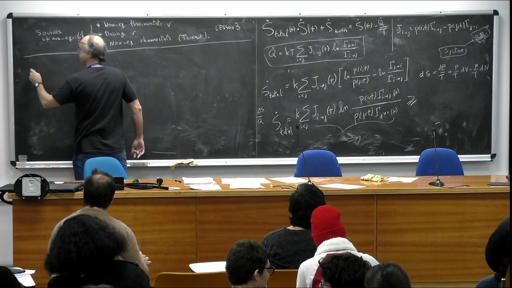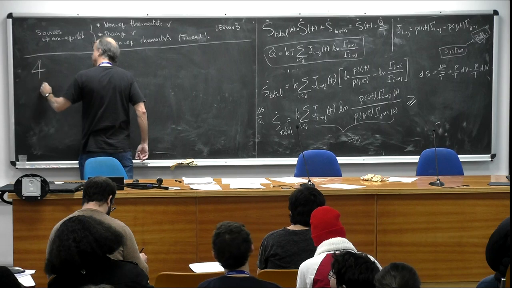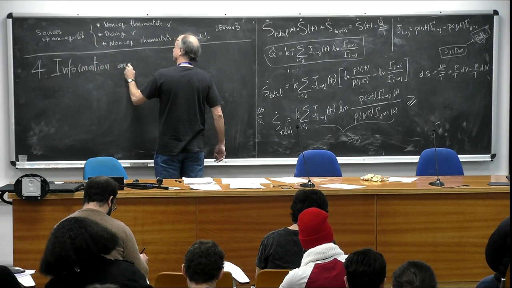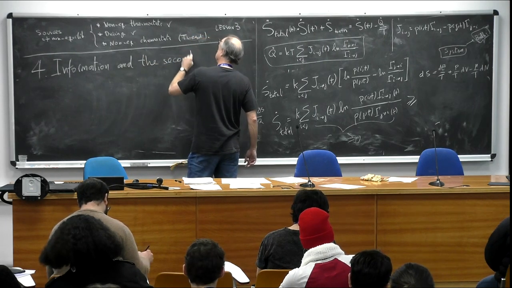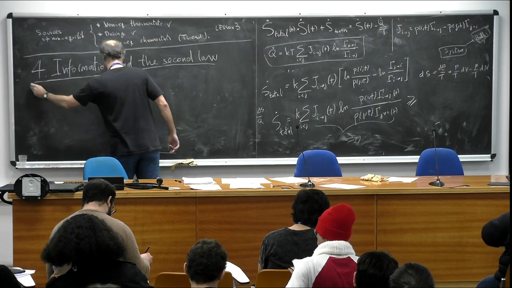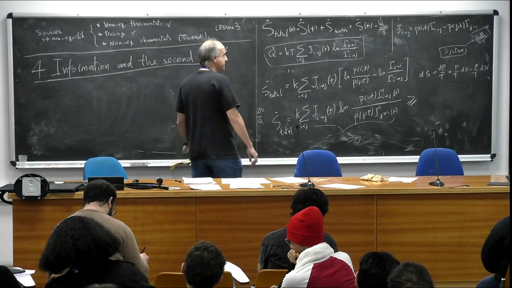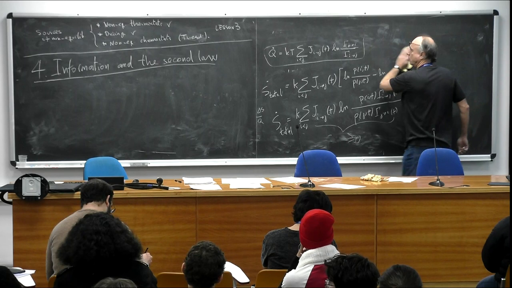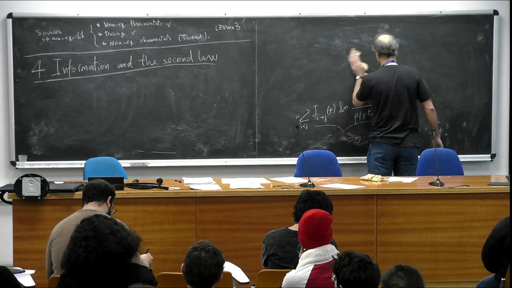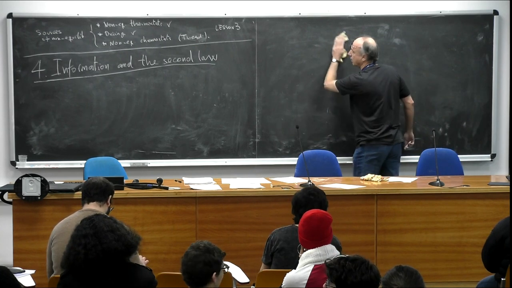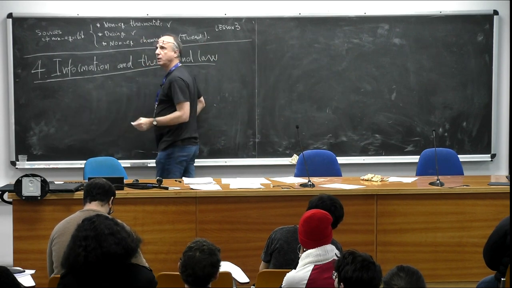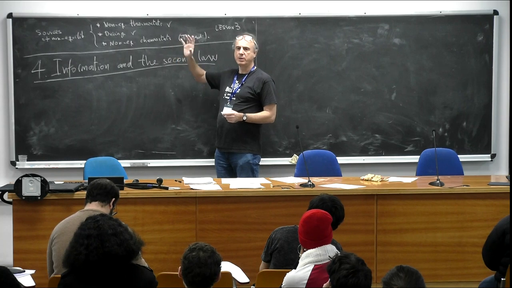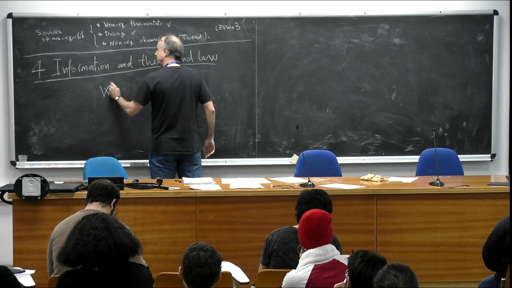And now let me, in the last 15 minutes, go to lesson four, which is information and the second law. And I will be very brief because, okay, we have spent a lot of time talking about thermodynamics and so on. And we have derived a very, very powerful tool. The powerful tool is the second law for non-equilibrium states. We said that when information is involved in a process, essentially what we have is some non-equilibrium states. So we have this nice expression.